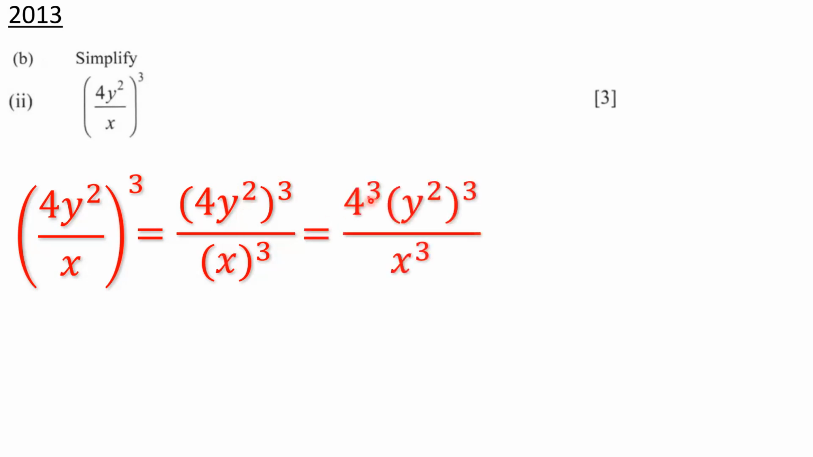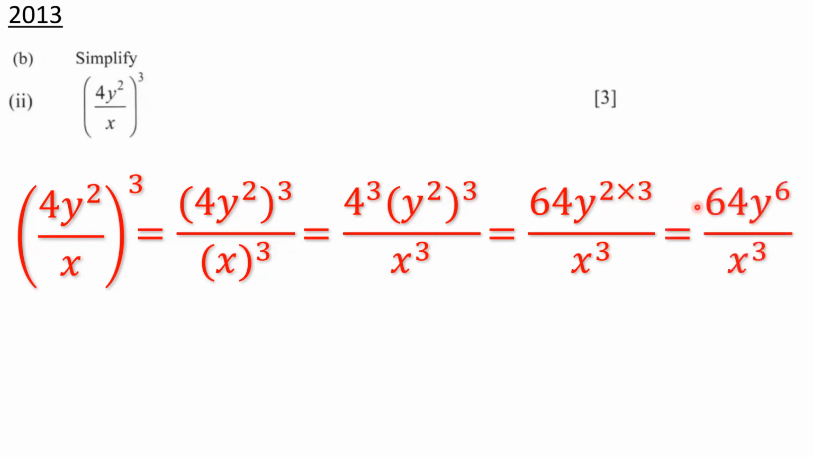And so we're going to say 4 cubed, and then we have y squared all raised to the power of 3, and at the bottom we have x cubed. What is 4 raised to the power of 3? That's 4 times 4 times 4, which is going to be 64. And y squared all raised to the power of 3, we're going to multiply those powers. And so 2 times 3 is definitely going to be 6. So we have 64 y to the power of 6, all divided by x to the third power. Okay, let's move on to the next question.